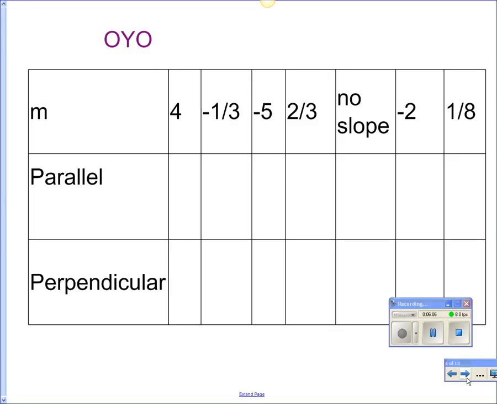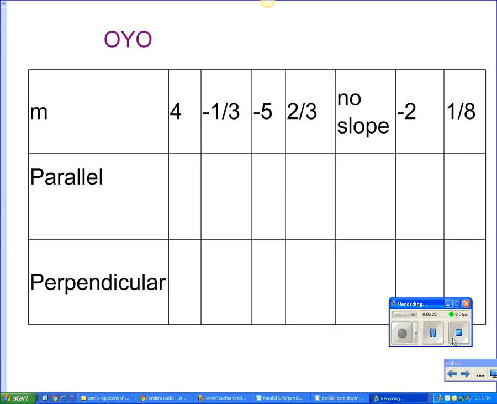So you have one to do on your own. Here are the slopes: 4, -1/3, -5, 2/3, no slope, -2, 1/8. You need to tell me the parallel one, just fill in the box, and the perpendicular one. Together up here. Ethan H., what did you get for 4, both things?